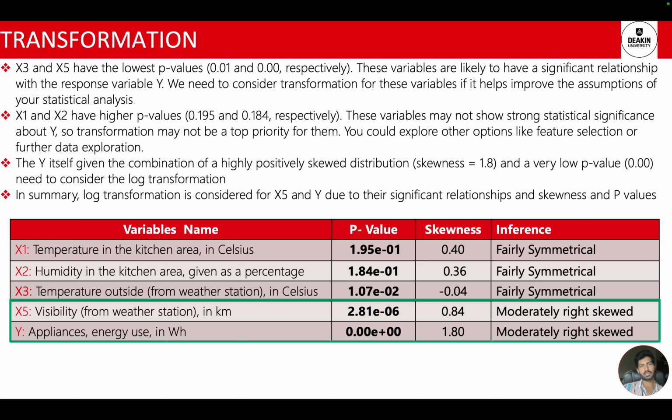So we are considering that this data set is not normal, and we need to do some kind of transformation on these data sets. We can also see that the skewness is 0.84 and 1.80, especially for x5 and y, and both are moderate positive skewness values. So that's why we need to do some kind of transformation. We'll see in the next slide.